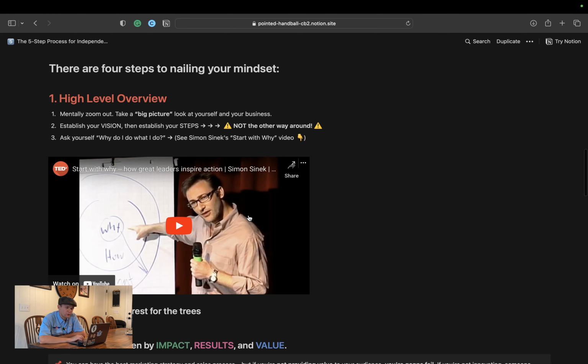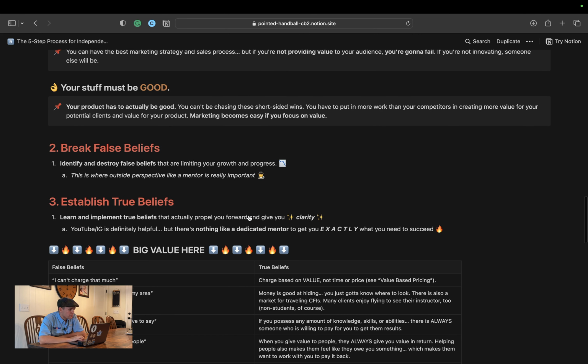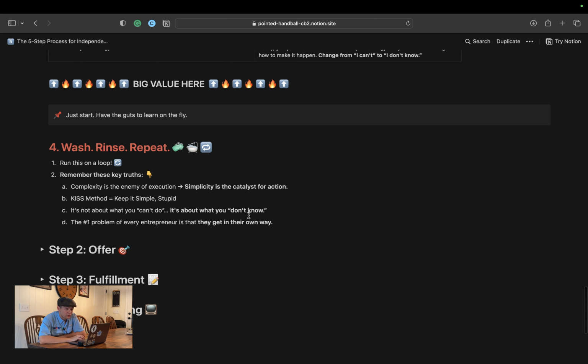It's a continual process, and outside perspective is key here. Having someone else like a mentor or a peer to give you outside perspective will help you see more of the big picture. The basic 4 steps for nailing your mindset is first a high level overview, followed by breaking false beliefs, establishing true beliefs, and then washing, rinsing, and repeating.